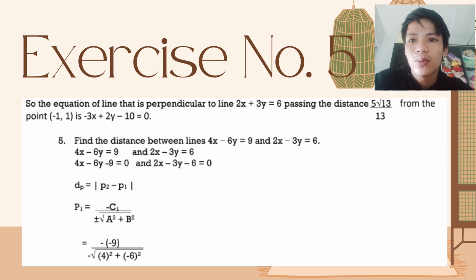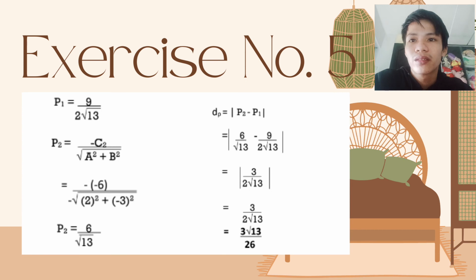So is equal to minus negative 9 over square root of negative 4 squared plus negative 6 squared. So P1 is equal to 9 over 2 square root of 13. So P2 is equal to negative C2 over square root of A squared plus B squared. So is equal to minus negative 6 over square root of 2 squared plus negative 3 squared. So P2 is equal to 6 over square root of 13.